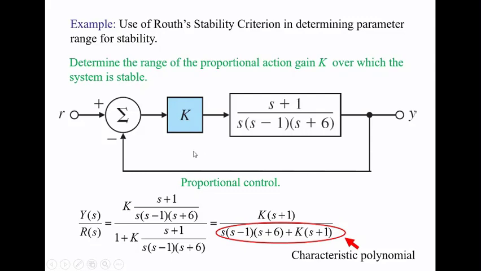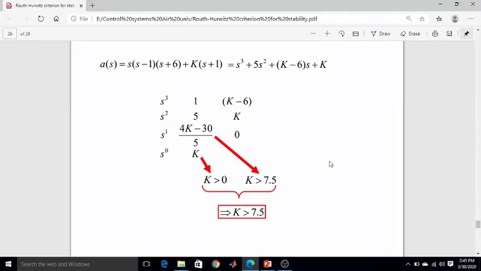So let's go for T(s), which is the closed loop transfer function. We will solve for T(s) by using the feedback formula, which is kG(s) over 1 plus kG(s), and this is G(s) divided by 1 plus kG(s). If we further solve it, this will become k(s plus 1) over s(s minus 1)(s plus 6) plus k(s plus 1). So this is now the characteristic equation of the system.